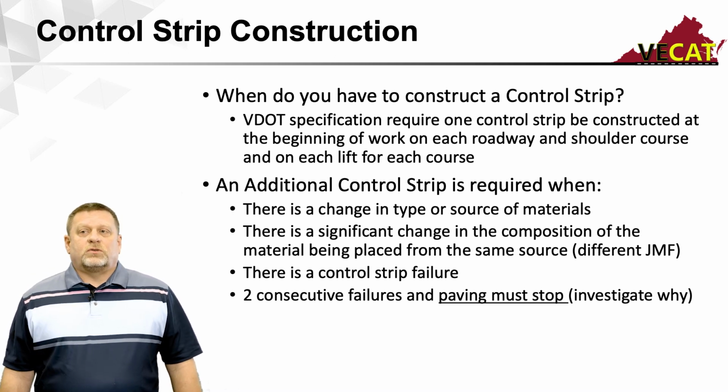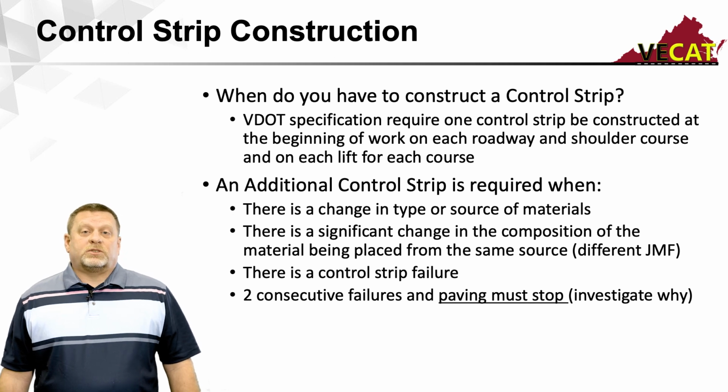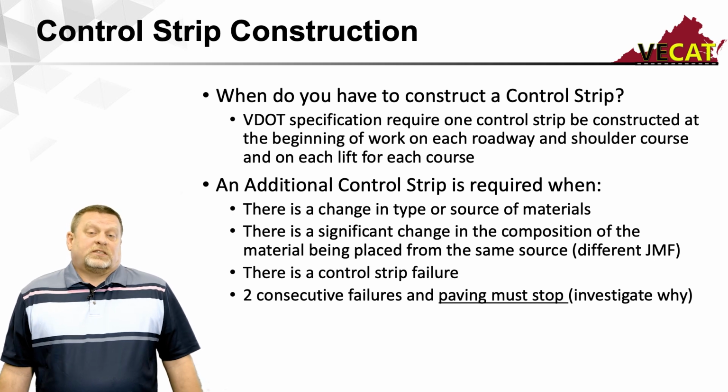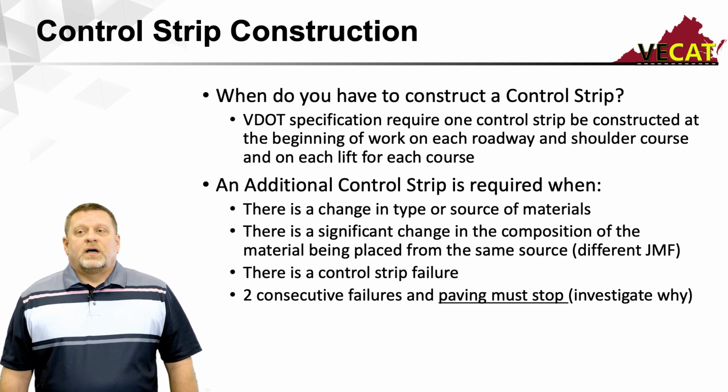When do we need additional control strips and when is this required? Basically, if anything changes from our source of material, maybe we change our JMF, our job mix formula. Maybe we were running a mix with 30% RAP and for some reason our RAP collar, RAP feed messed up, so we switched to a virgin mix for the remainder of the day. That's a JMF change, so that's obviously a mix change. We would have to do a new control strip and verify our density at that time.